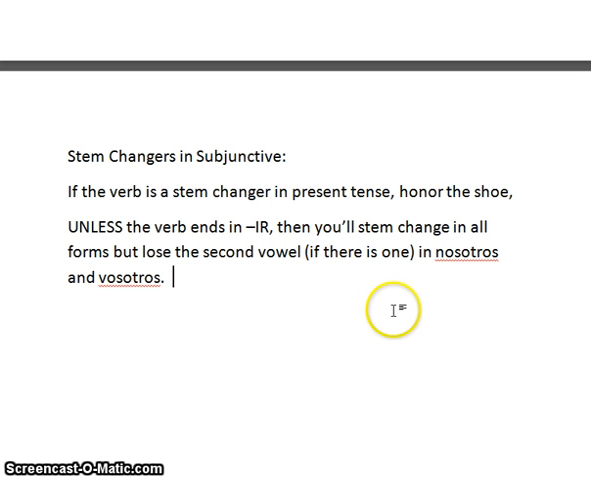Easy enough, right? And then remember the steps. Start with the yo, drop the O, change the vowel, add your ending. Remember, changing the vowel means opposite vowels. AR verb goes to E, ER, IR verb goes to A.